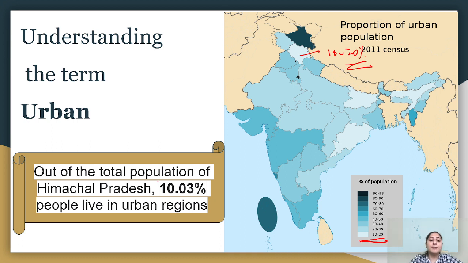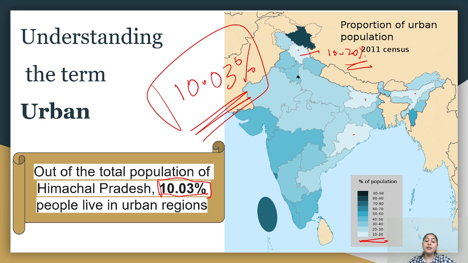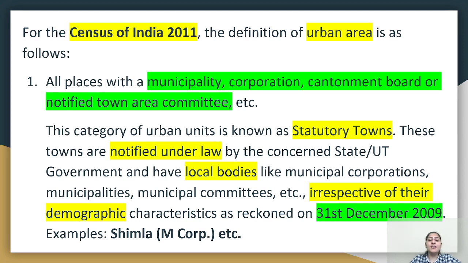And the fact with respect to Himachal Pradesh is that out of the total population, only 10.03% people live in urban areas. So like Himachal Pradesh, there are a few other states where up to 10 to 20% people live in the urban areas, and the rest all reside in the rural areas, right? So now 10.03% people reside in urban areas, but we need to know what these urban areas actually are. For that, we refer to the definition given in the Census of India 2011. In this census itself we find the definition of urban areas.